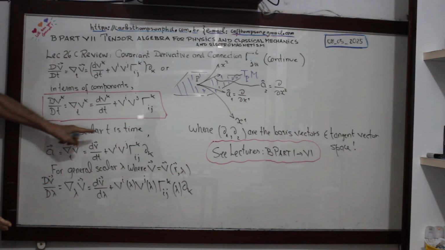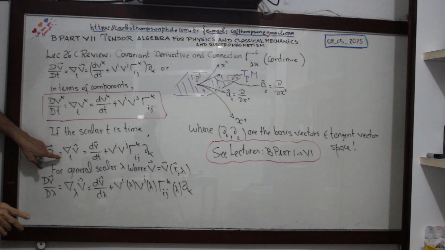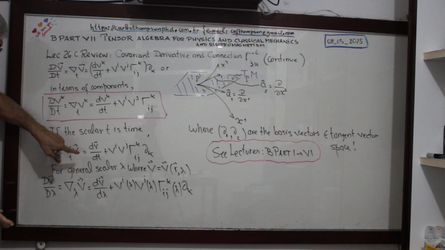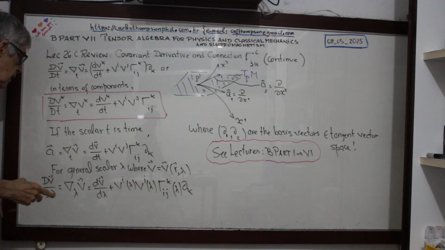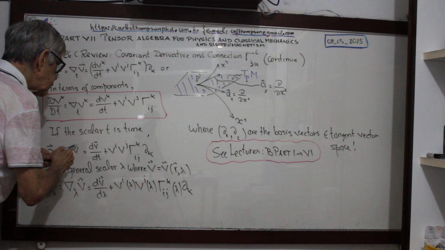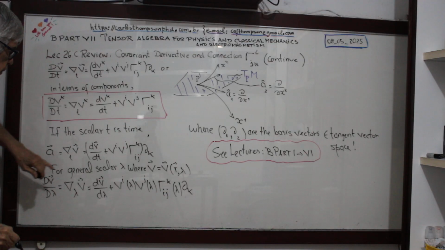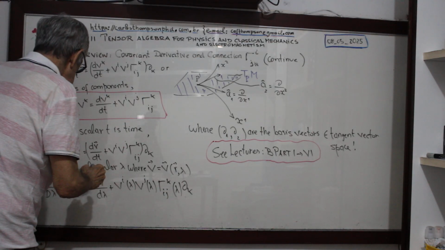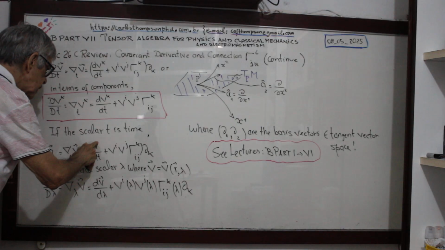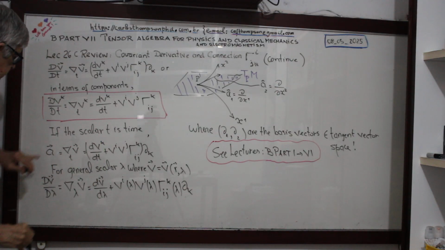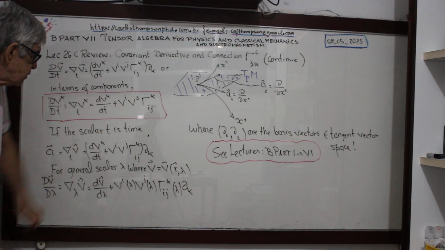Now, if the scalar t is time, the left-hand side is the acceleration. The acceleration here is given by two terms. This over here, and it is important to put a parenthesis over here. So, this is k here. I will set here dv^k. You see, these are components. This is a basis vector.